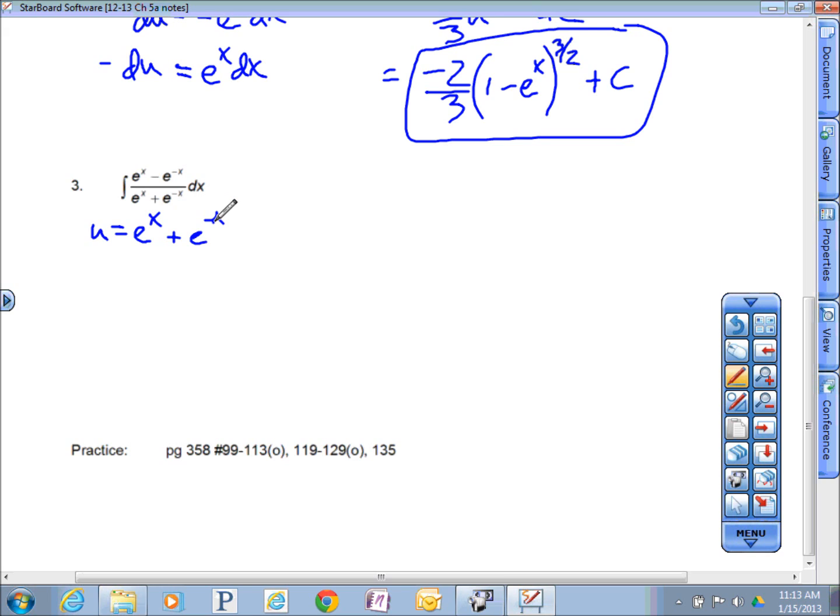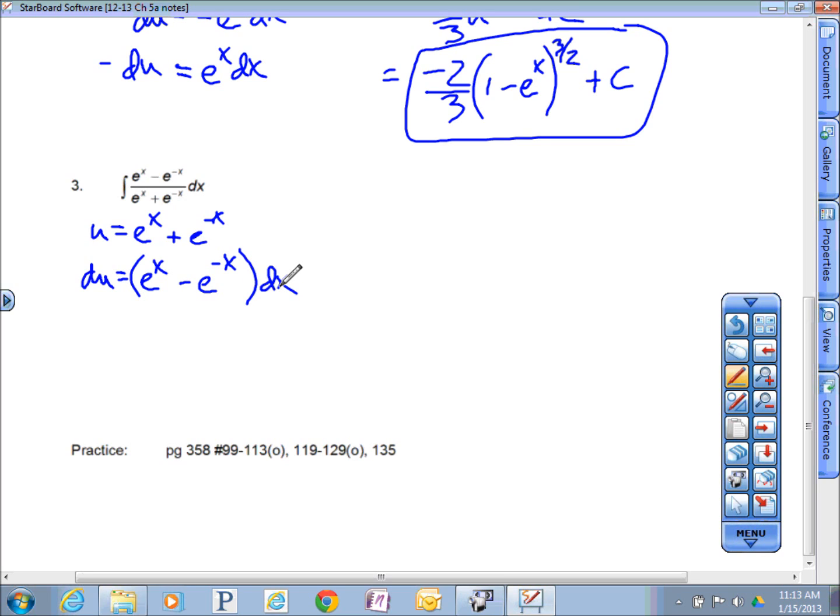Well, when was the last time you saw du on the bottom? You never see du on the bottom. You always see du on the top. So I kind of feel like, let's try making u the bottom. So then du, let's see, derivative of e to the x would still be e to the x. Derivative of e to the negative x would be minus e to the negative x. And all of that would be multiplied by a dx after we separated our variables.